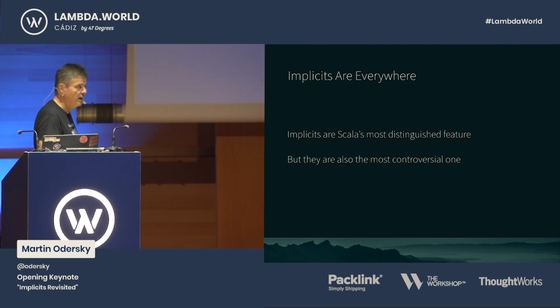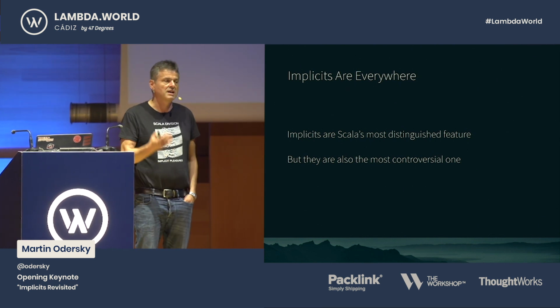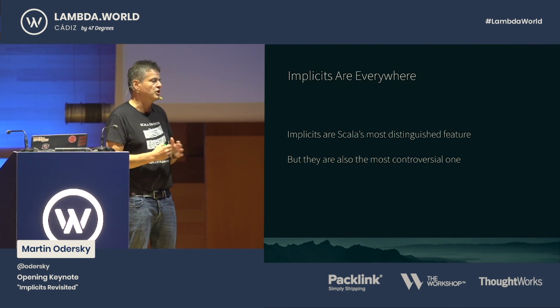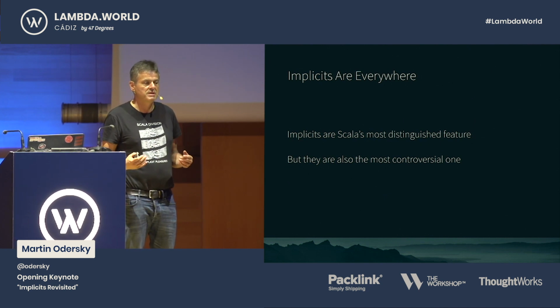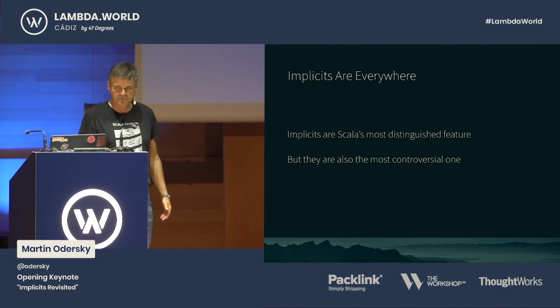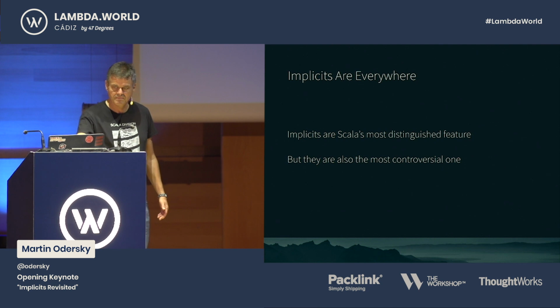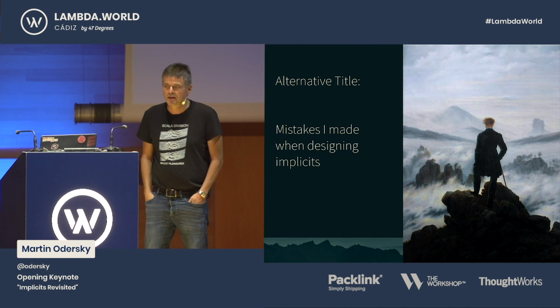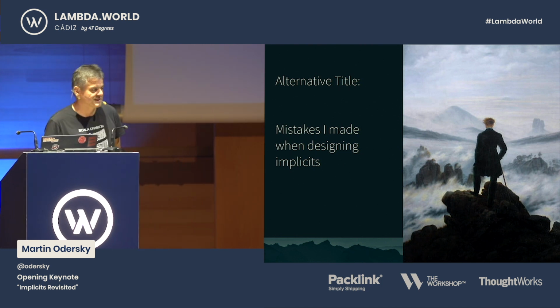So you could say, and you would be right to say, implicits are Scala's most distinguished feature. But I believe they're also its most controversial feature. A lot of people had problems with implicits at some point or another, and there's a lot of angst and hate about implicits. So an alternative title of this talk should be Mistakes I Made When Designing Implicits. I had a long talk with myself and thought about what went well, what didn't go well, how can we do things better.